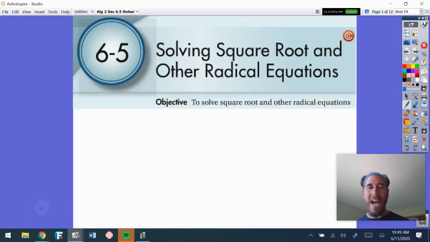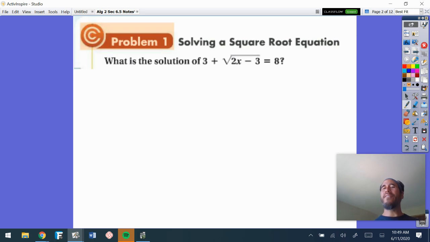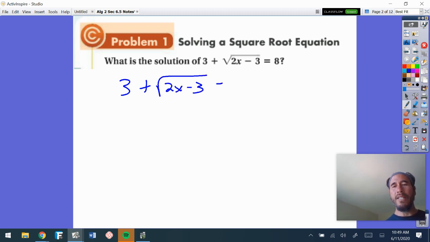All right, 6.5 notes, solving square root and other radical equations. The word equations means we're going to have an equal sign. Whenever we're solving one, we have to get the variable by itself. In this one, our variable x is stuck underneath a radical, and you're not allowed to get x by itself until the radical is by itself. So if we have a problem like 3 plus the square root of 2x minus 3 is equal to 8, our first job is to get the radical by itself.